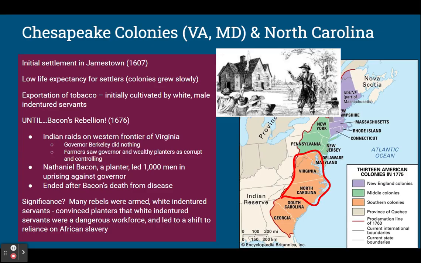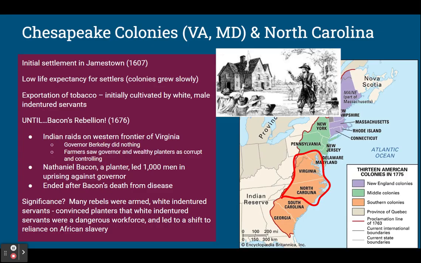Sometimes at the end of that indentured servitude, there would be some sort of grant of land or money to help them begin their new life. But either way, indentured servants were basically one way that many people could get to the Americas from Europe, many impoverished people or many commoners. Okay, so mostly tobacco is going to be cultivated by indentured servants, and this is all the way up to about 1676. This is Bacon's Rebellion.